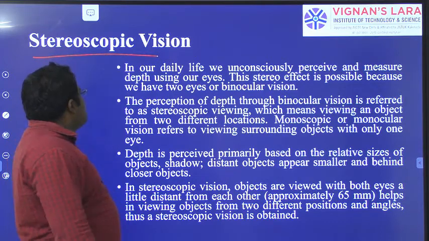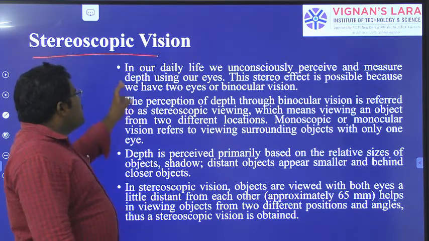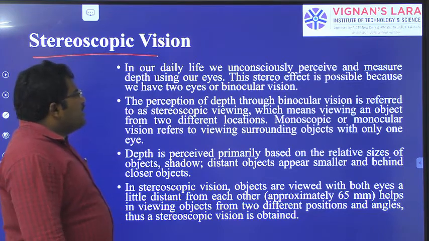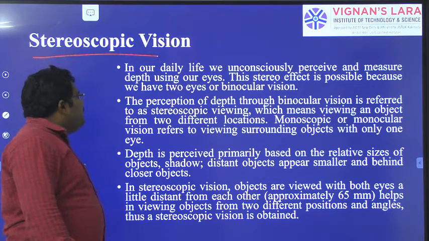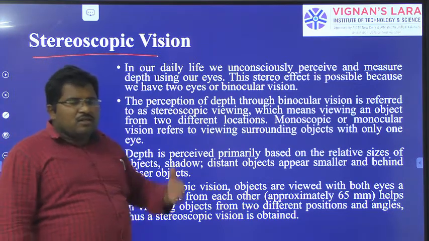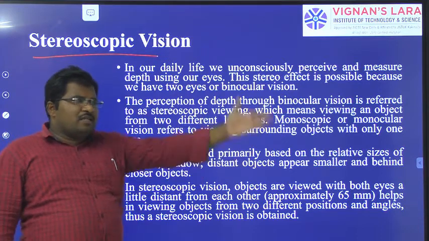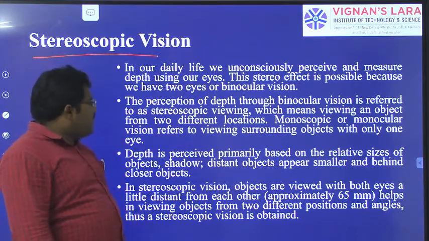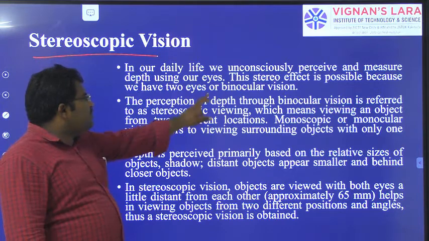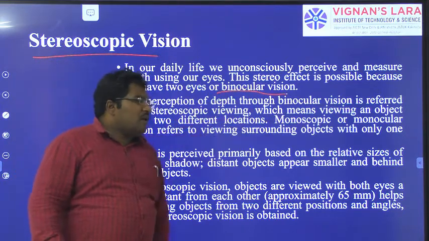Next is stereoscopic vision. In our daily life, we unconsciously perceive and measure depth using our eyes. With our eyes we can tell the depth of an object. We do that normally, and it is due to the binocular vision of the eyes.